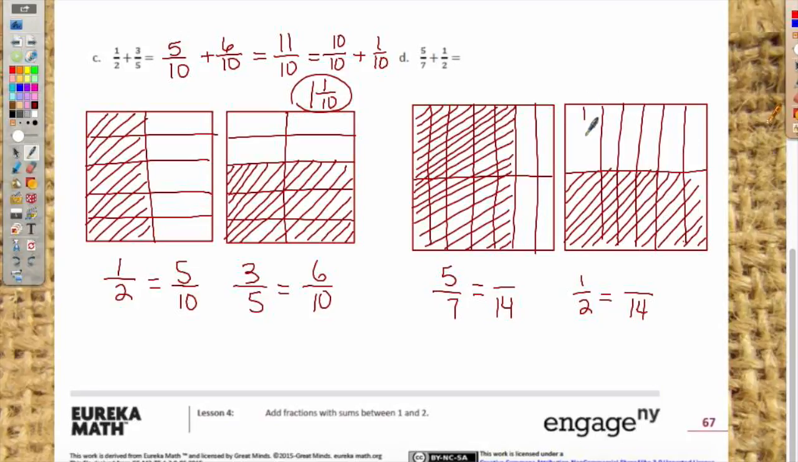Okay, so she added 7 plus 7. I went ahead and did 7 times 2. I looked at my denominators and I did 7 times 2. Either way is right, okay? All right, so counting these 1, 2, 3, 4, 5, I've got 10 here. And how many here? 7. So rewrite it. 10 fourteenths plus 7 fourteenths equals 17 fourteenths.